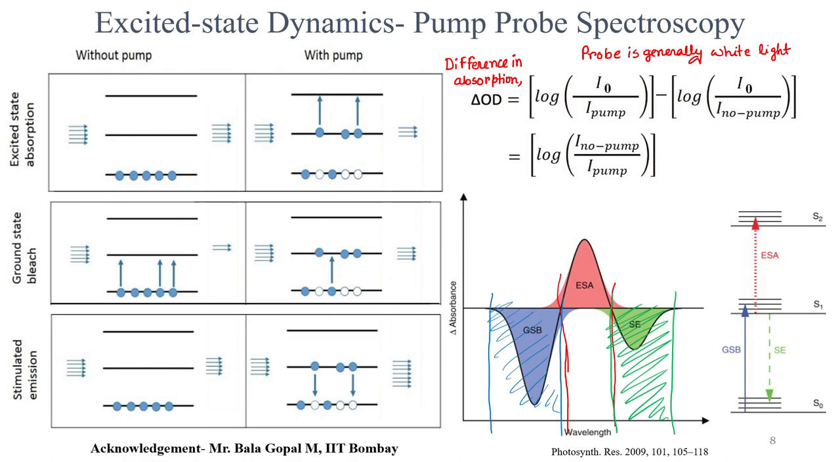We actually do transient absorption spectroscopy in a more detailed way to understand the dynamics. Here I have just given you the basics, that is, why the signals look like that, why GSB is negative, stimulated emission is negative, and ESA is positive. Anyway, with that, let us go to the assignment section for week 5 and solve that.